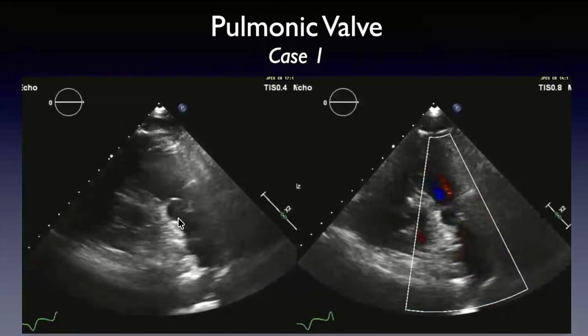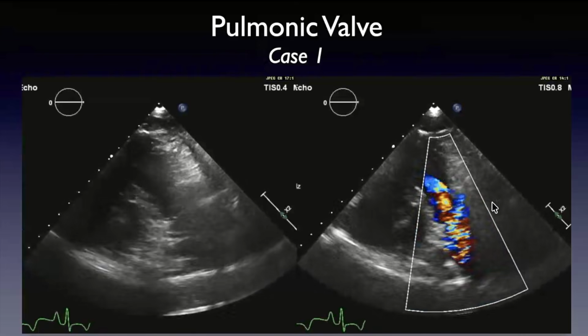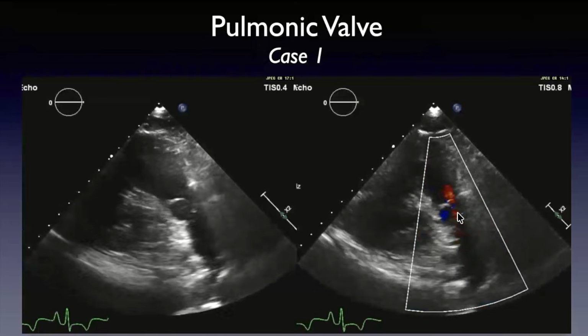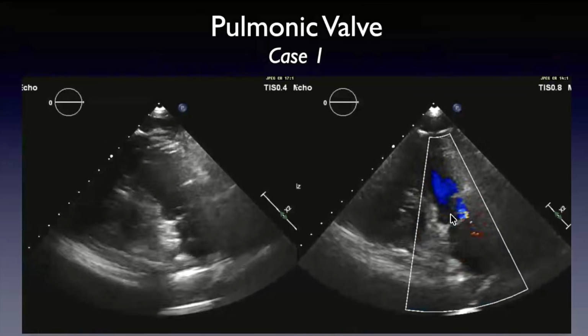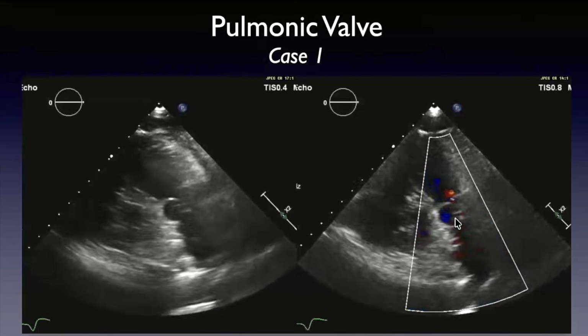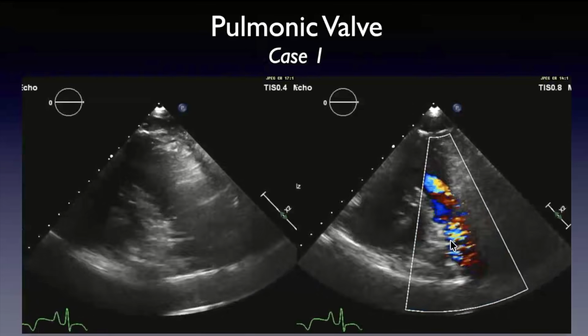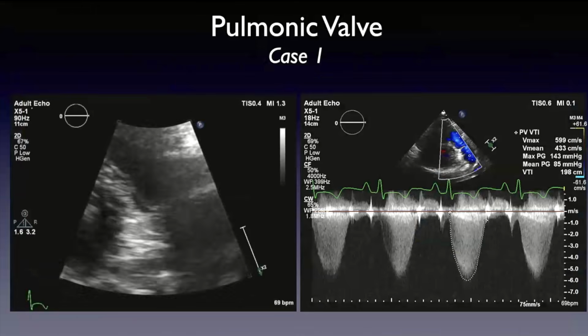You can see the systolic doming once again here, and you don't really see an opening, and you can see the flow convergence, the flow acceleration that really occurs at that valvular level. Because of the systolic doming, the opening is probably a little bit superior to where the annulus of the pulmonic valve is. And of course, you have to interrogate with CW.